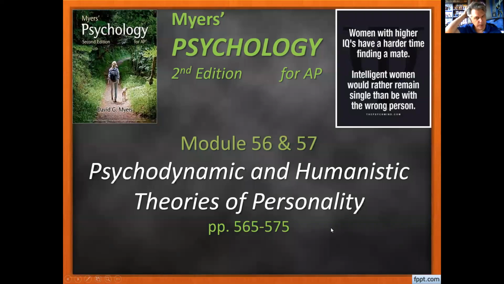All right. This is, what is this? Unit 7, Lecture 3, talking about psychodynamic and humanistic theories of personality. So we've talked about Freud. We've talked about this, that was in Lecture 1. We talked about Freud and psychosexual stages of development, the ego, the superego.